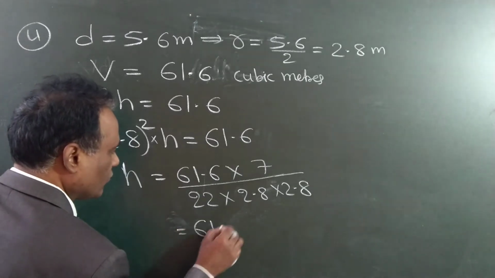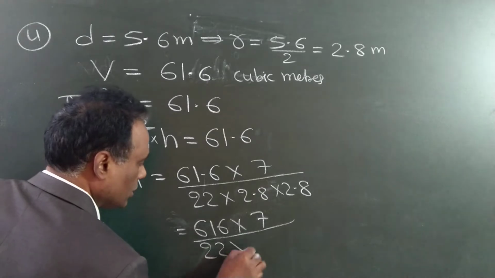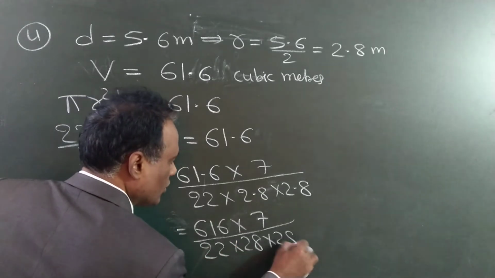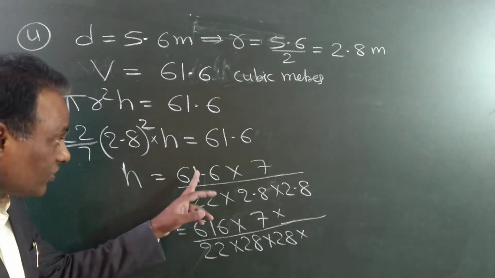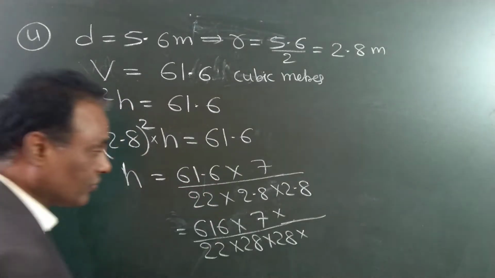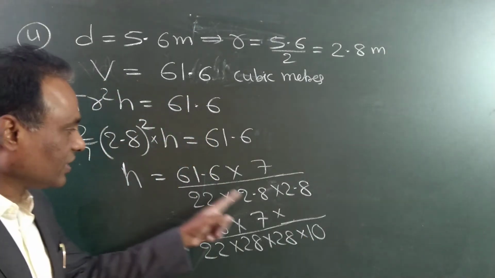Removing the decimals, 616 into 7 by 22 into 28 into 28. How to remove the decimals? If you remove the decimal, after the decimal there is 1 digit, so we will get 10 in the denominator.